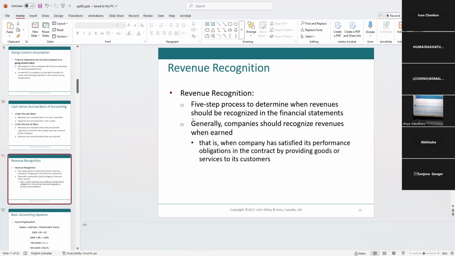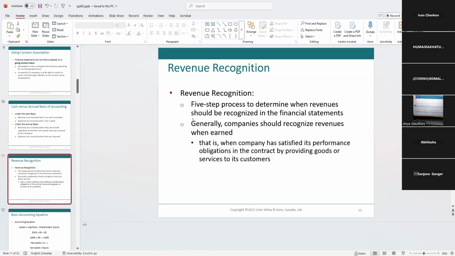So, revenue recognition. In the International Financial Reporting Standards, there's a 5-step process to determine whether the revenue was earned by the company or not. In the Accounting Standards for Private Enterprises, it's only 3 steps. That makes it easy to use, and it's used by most companies which are not traded on a foreign stock exchange.